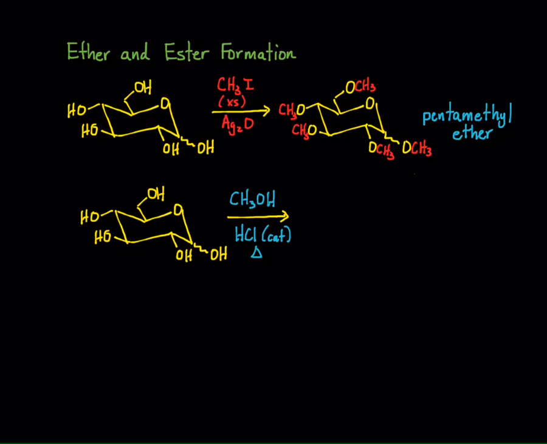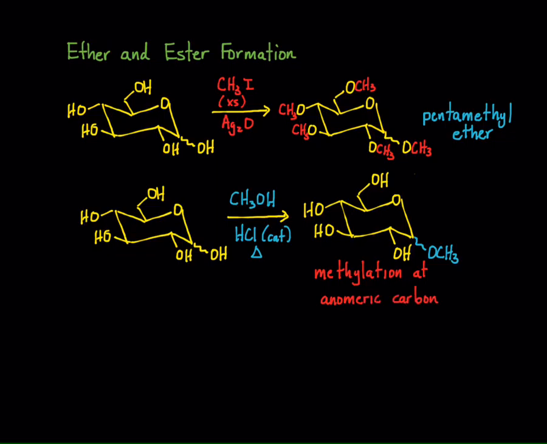catalytic acidic amounts. So what happens is, again, in acidic conditions, the OH groups could be protonated potentially, right? And you get a substitution reaction with methanol. When we look at the product of this reaction, this is what we observe. We observe that the anomeric OH gets converted into a methyl group, but the other alcohols stay the same. And so methylation only is occurring at the anomeric carbon.